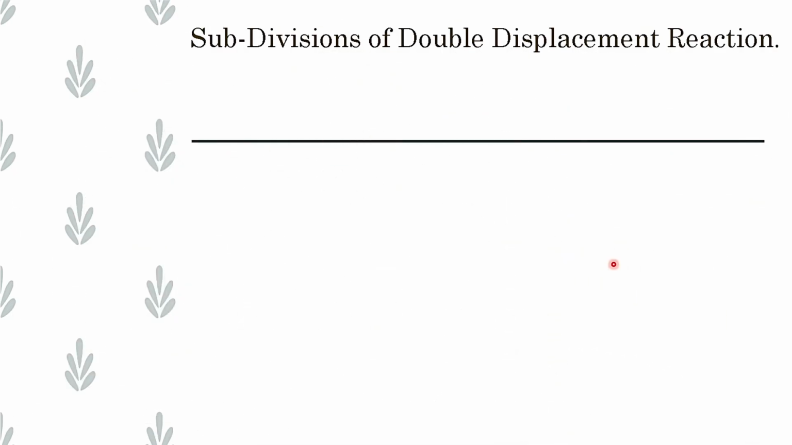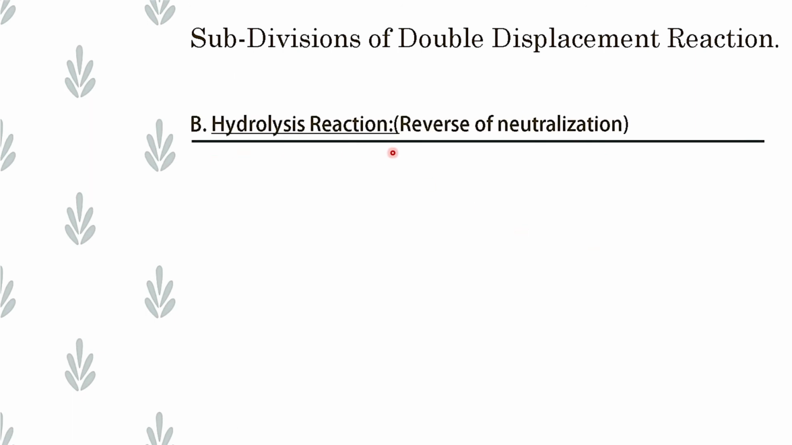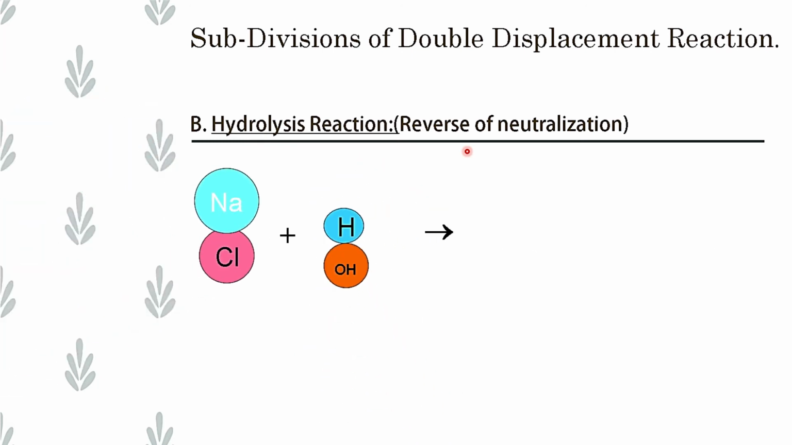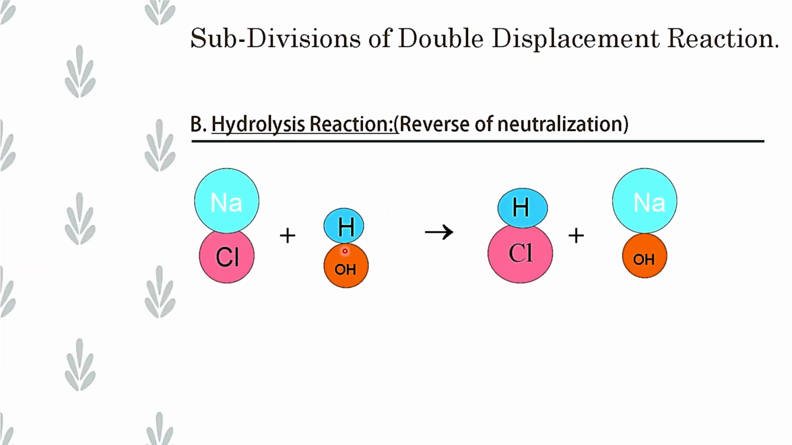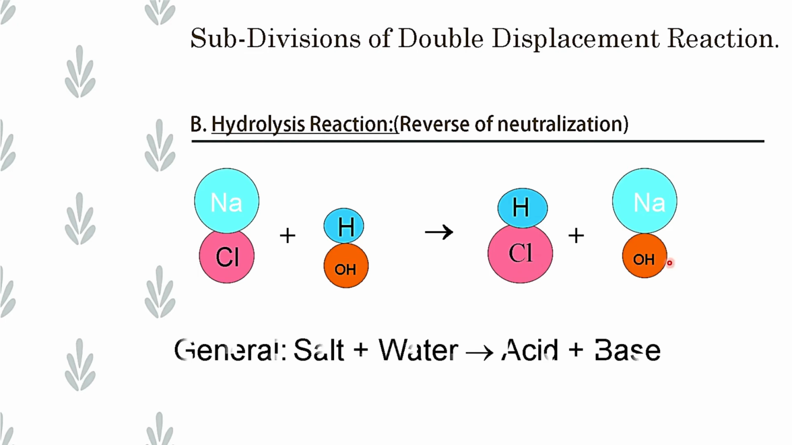Another subdivision of double displacement reaction is hydrolysis reaction, which is the reverse of neutralization reaction. Here salt and water will combine and form acid and base. This reaction is also taking place through double displacement reaction. Here you can see hydrogen will take the position of sodium and sodium will take the position of hydrogen. So it will form HCl, which is an acid, and NaOH, which is a base.